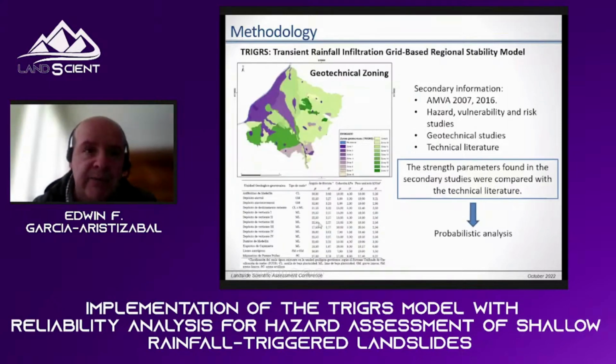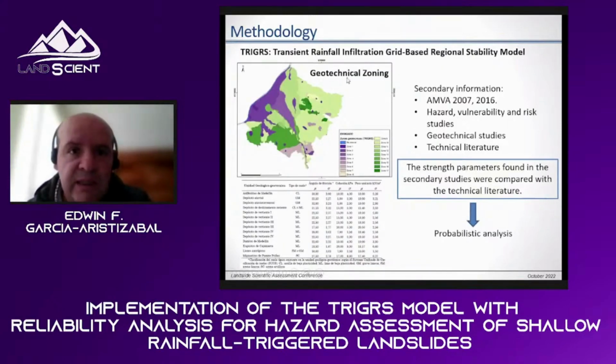However, as we get a lot of zones in the geotechnical zoning, and this is a very huge area to be modeled, the parameters have some variation and uncertainty that is going to be considered in the analysis. Then, with information that we collected from government agencies, from geotechnical studies in the area, and technical literature, we prepared groups of parameters for the geotechnical zones and made a probabilistic analysis.